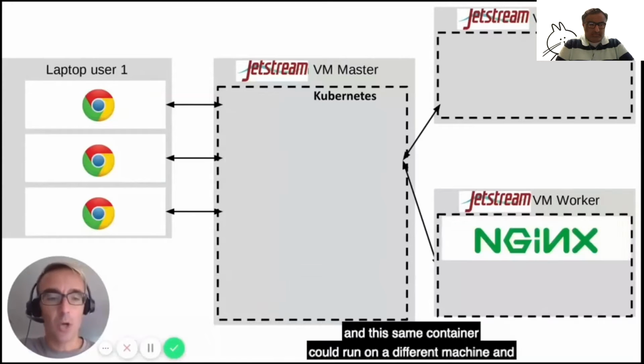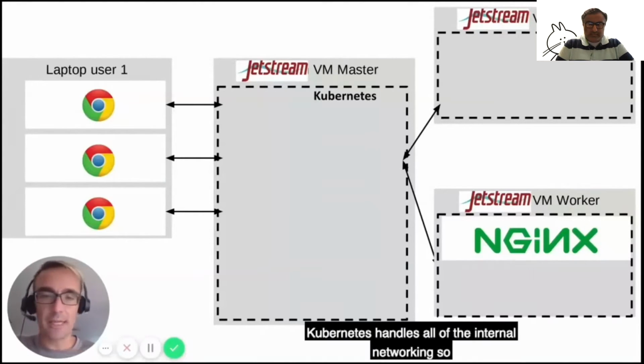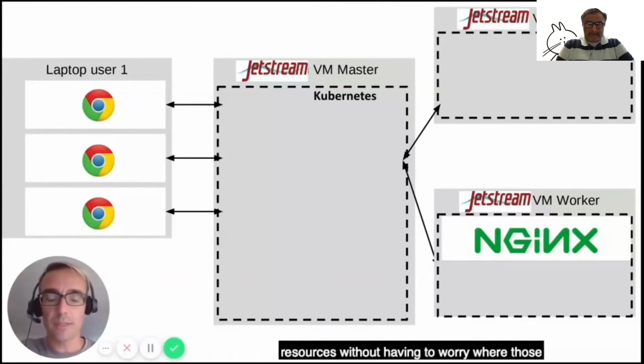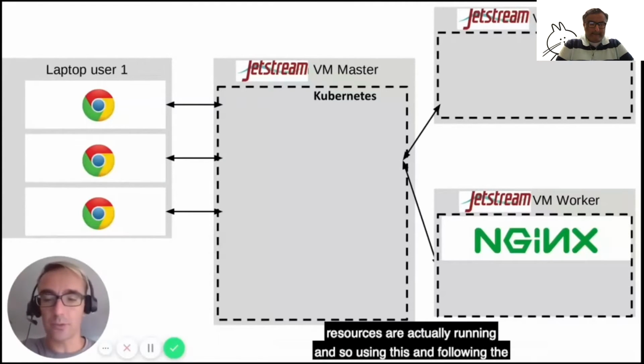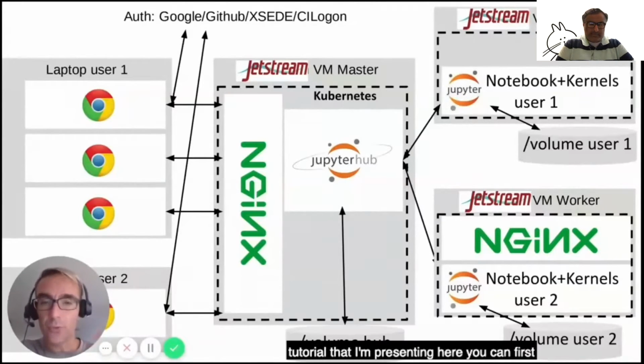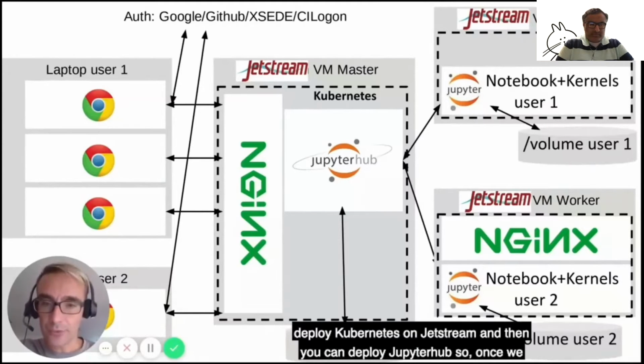This same container could run on a different machine, and Kubernetes handles all of the internal networking. So basically it gives you an abstract interface where you can handle those resources without having to worry where those resources are actually running. And so using this and following the tutorial that I'm presenting here, you can first deploy Kubernetes on Jetstream, and then you can deploy JupyterHub.